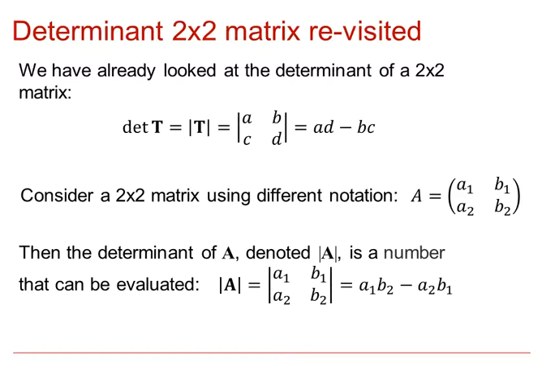Let us consider a 2x2 matrix using different notation, similar to that used for the 3x3 matrix in the previous video. So here a 2x2 matrix is denoted by a1, a2 and b1, b2. Then the determinant of A, denoted by what looks like the modulus of A, is of course just a number that can be evaluated as a1 b2 minus a2 b1. This is just the same as AD minus BC.